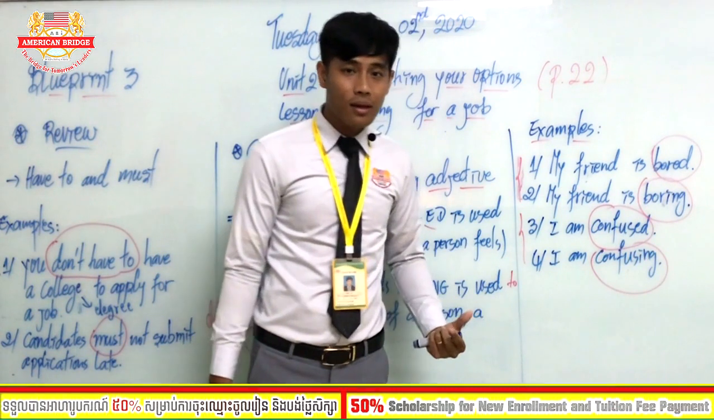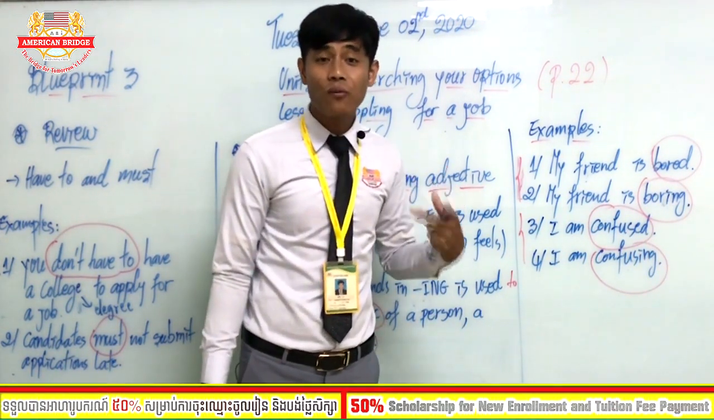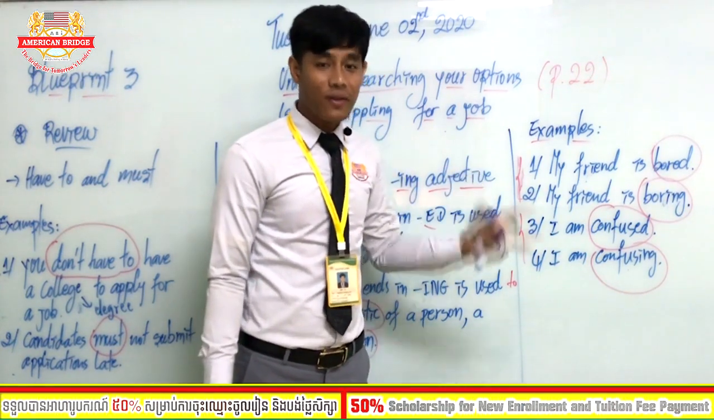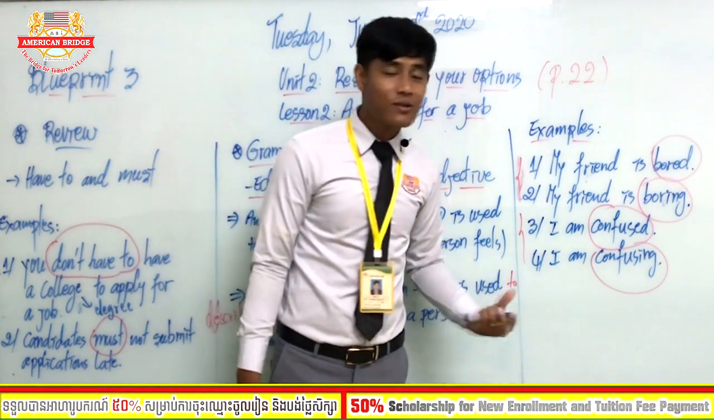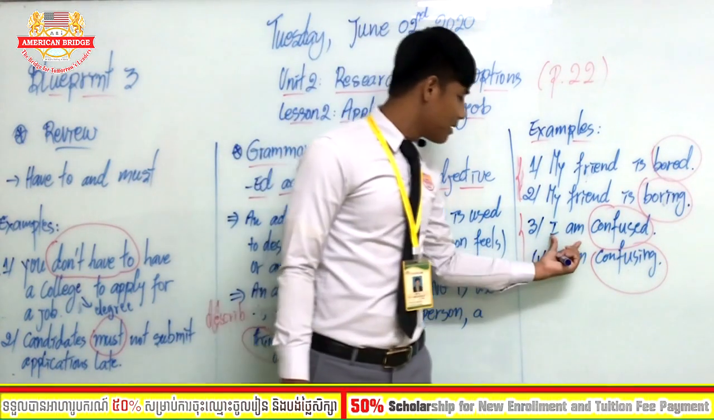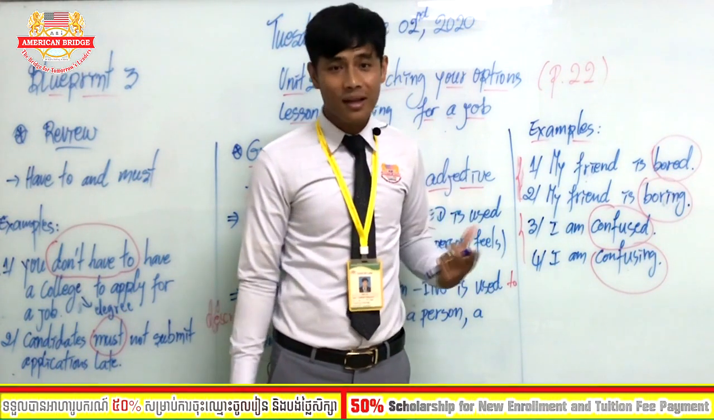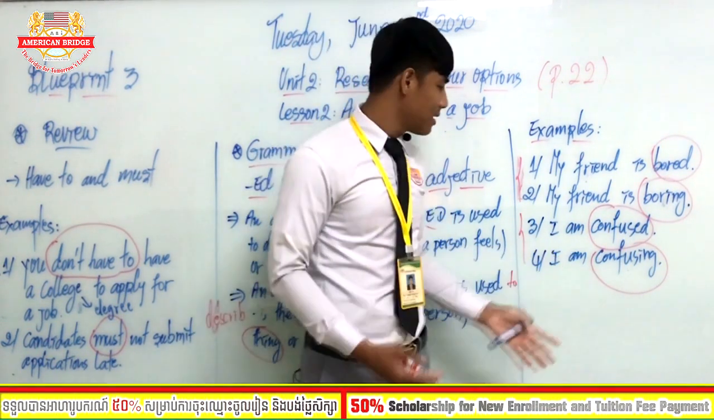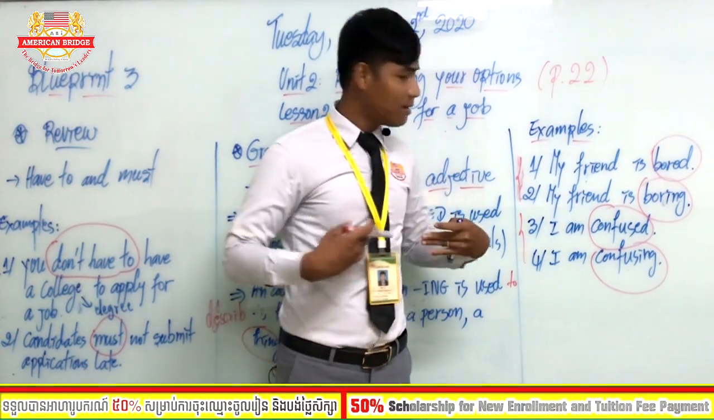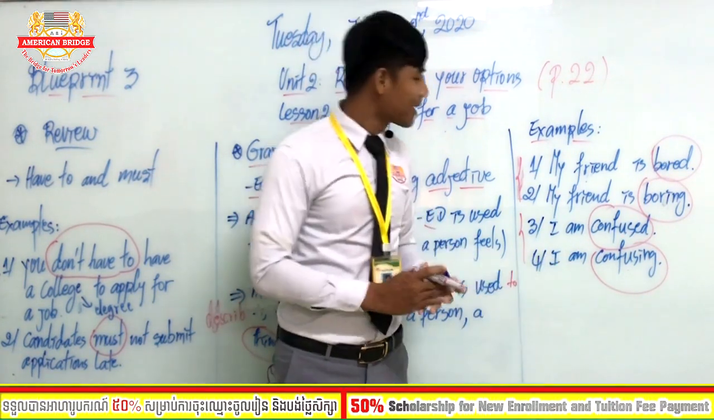I am confusing means I am a type of person who always makes someone confused. Okay, who always makes someone confused with something. So I'm confusing means I make someone confused. Okay. I am confused. I am confused means I can choose something now. Okay, now I can choose something. And I am confusing means I'm a kind of person who makes someone confused. You got this? Okay, good.